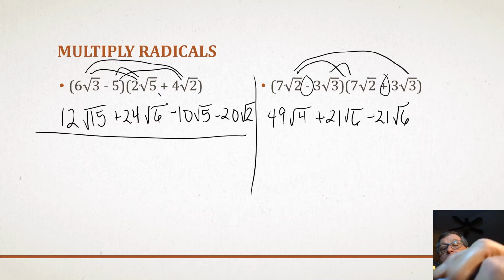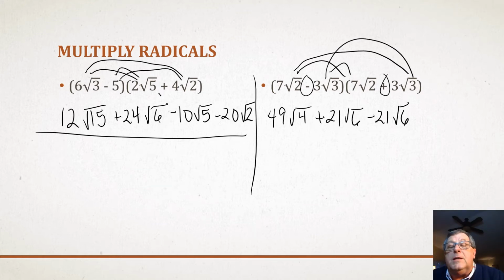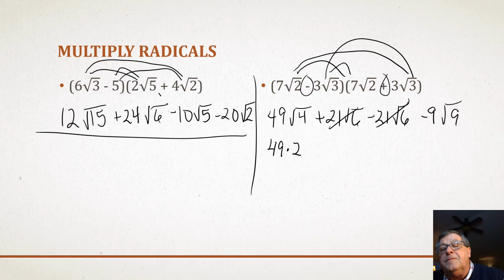And then we've got our last: negative 3 square root 3 times positive 3 square root 3. Well, negative 3 and positive 3 is negative 9. And square root 3 times square root 3 is the square root of 9. Well, I can cancel these. Then I've got a little bit more work to do. Well, let's see. 49 square root of 4, that's the same as 49 times 2, minus 9 square root of 9. Well, that's 9 times 3. And let's do a little bit of multiplication here and finish this thing off.